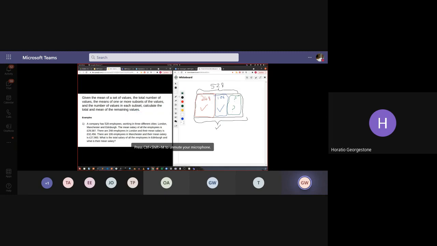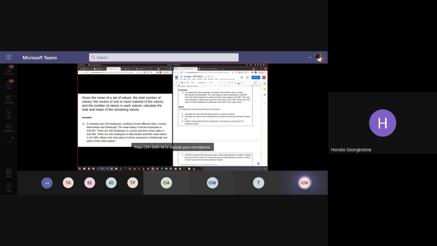So what we need to do first of all is work out the total salary of all the employees. Not the mean salary of all the employees, but the total salary. In other words, how much does the company pay per year in salaries, in paychecks, to all of its employees across all the cities? We've learned how to do this before. We just multiply the number of items, in this case the number of employees, by the overall mean, and that will give us the total salary for all the employees.